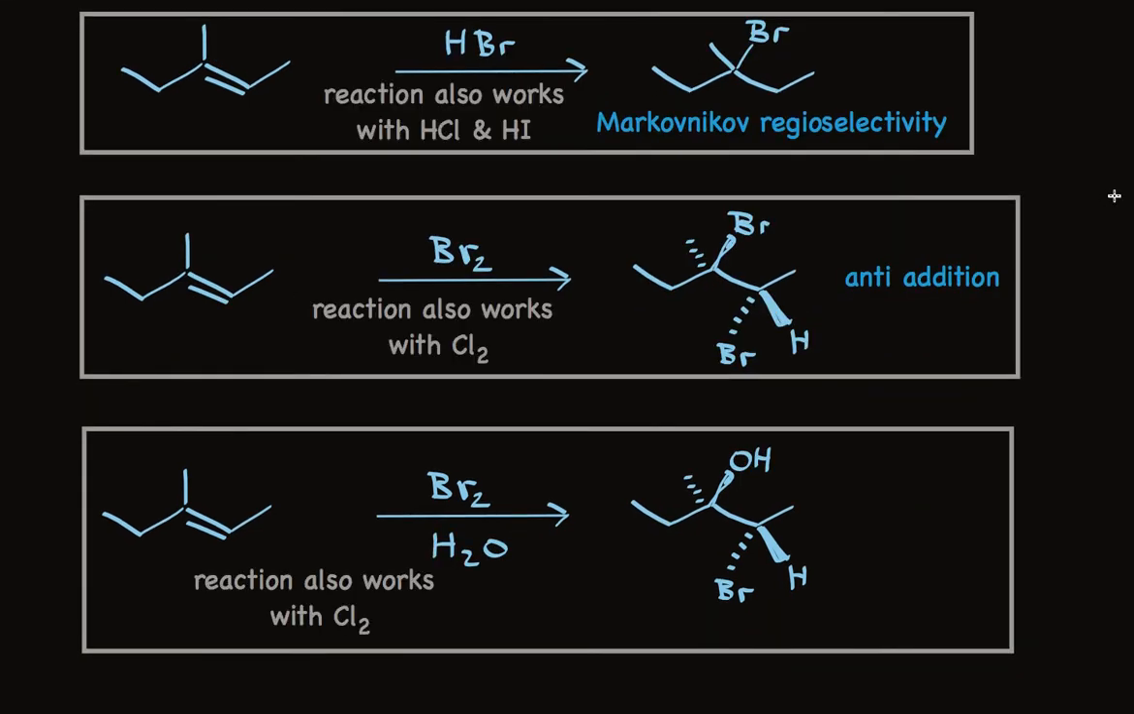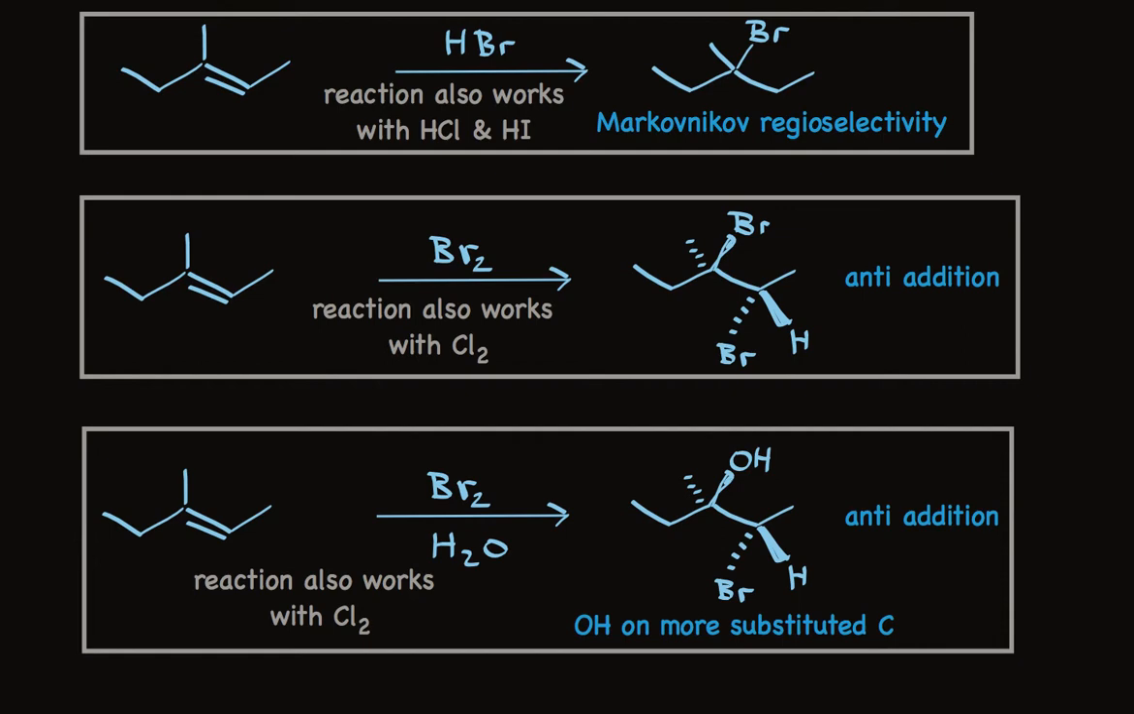And finally, we've learned a variation of this reaction. When water is also present, bromine adds to only one of the carbons, and a hydroxyl adds to the other. So we make a bromohydrin. Again, there's special regioselectivity. Hydroxyl adds to the more substituted carbon, and this occurs with anti-addition. Hydroxyl and bromine adding to opposite sides of the alkene.